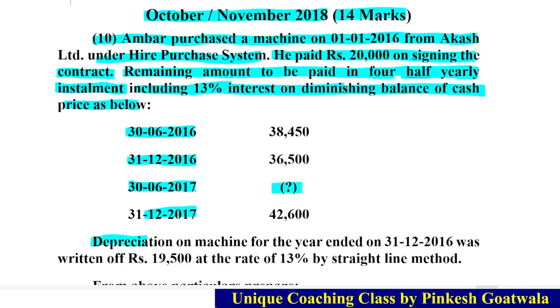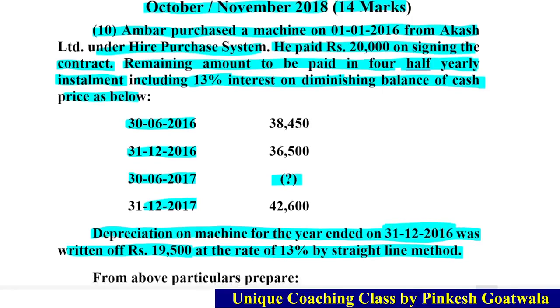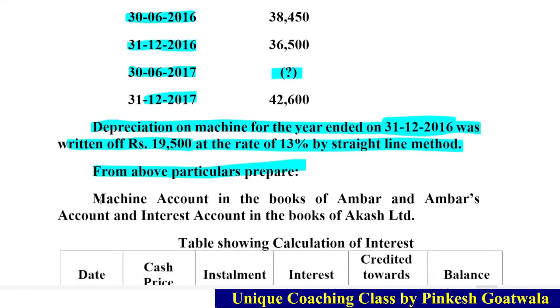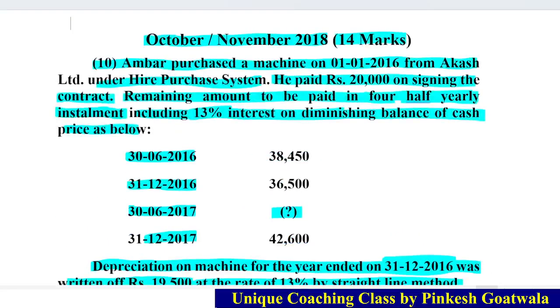Then depreciation on machine for the year ended 31st December 16 was written off at 19,500 at the rate of 30% by straight line method. Look here, they give the amount of depreciation on 31st December 16. Depreciation amount is given. From the above particulars prepare machine account in the books of Amar, and Amar's account and interest account in the books of Akash. So here first of all, cash price is not given.